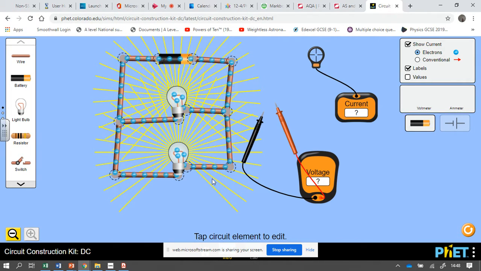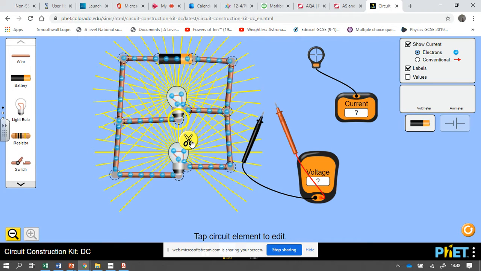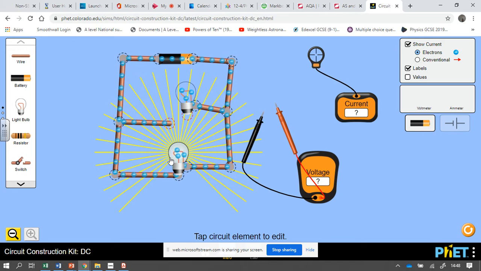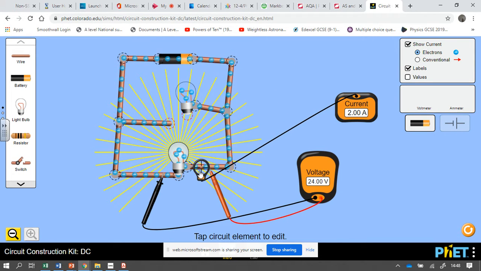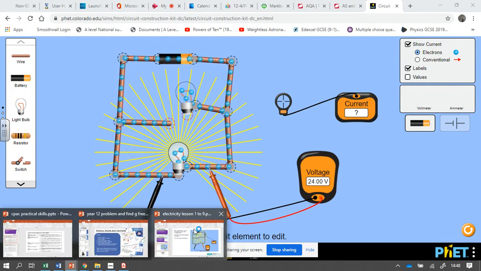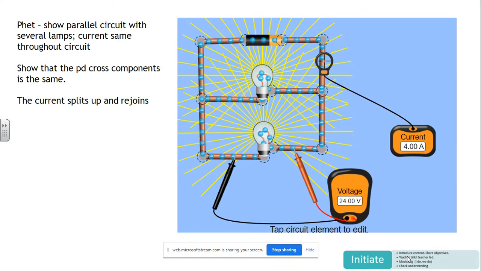Okay. Another thing about parallel circuits that you already know about, if I break the circuit here, let's just break that circuit. There we go. This lamp is unaffected. That lamp is still getting 24 volts, look, and it's still getting 2 amps of current. Okay. So this is some of the advantages of a parallel circuit. Okay, so that's basic stuff there. So getting back to our PowerPoint, let's have a look. Let's move on.